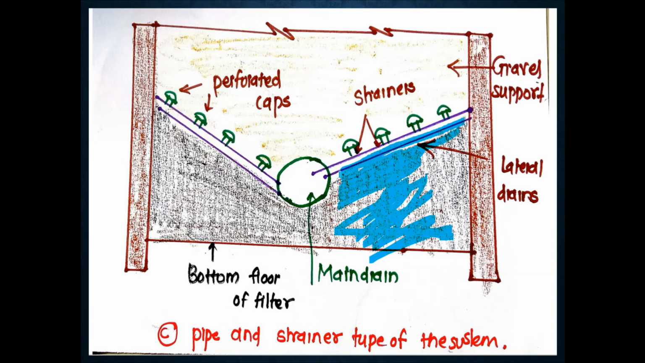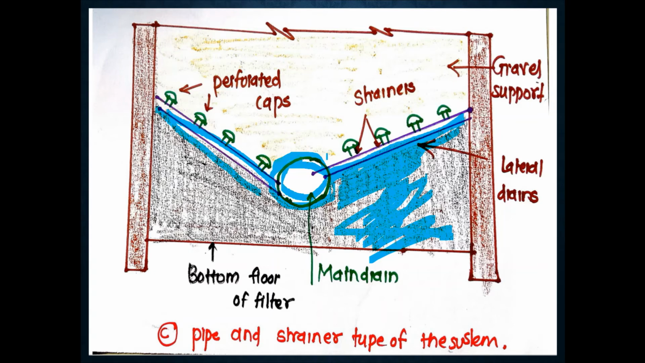The slope is provided, the bed slope is provided for easy smooth working of the collected water. And here you are able to observe that these are laterals. This is which view? Cross sectional view or elevation view. And this is known as the main drain. This is lateral and this is known as the main drain.